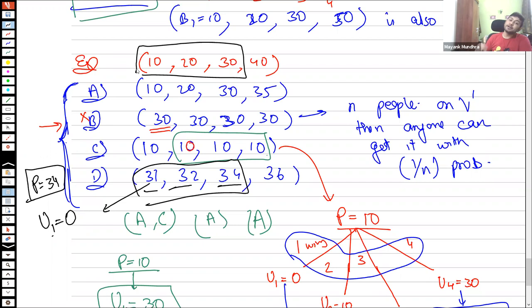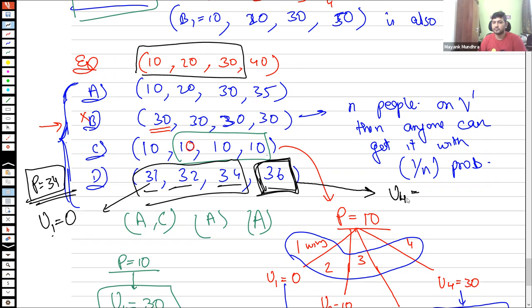And coming to fourth agent, he now pays a price of 34. If he increases, he'll keep winning, keep paying 34. If he reduces by more than 2, there's a chance that he might lose. So he'll get 0 utility. So he's getting a positive utility. What is the utility that he's getting right now, by the way? What is utility of agent 4 here? Think about it.